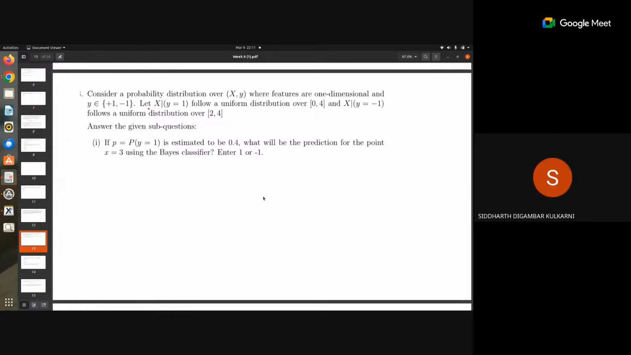But what about 0 to 2? 0 to 2 can never be minus 1, right? It will always be y equal to 1 only, because y equal to minus 1 contains only data between 2 and 4. That is the distribution given to us, right? The actual distribution.